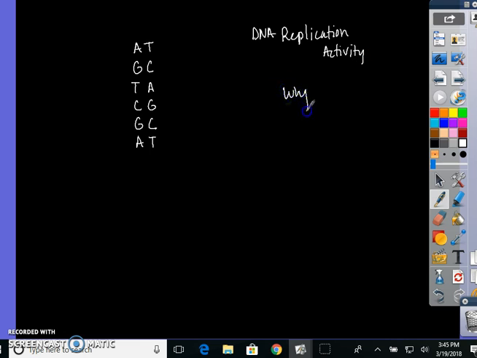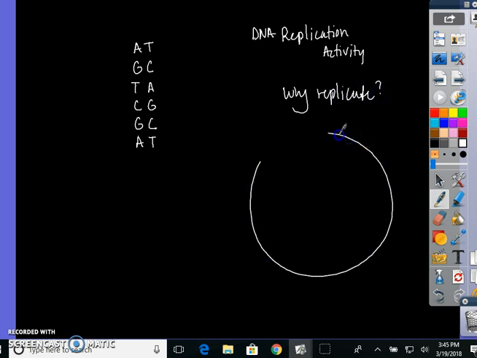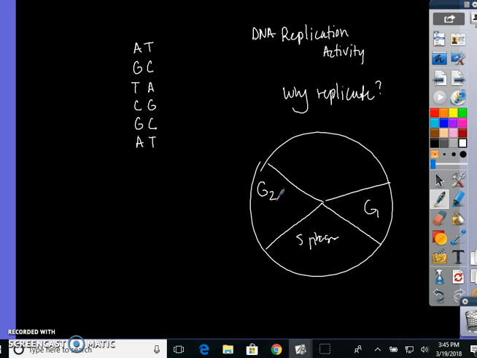Why replicate? So why are we replicating? Well, if you guys remember, in the cell cycle, we had a couple of situations. So we had S phase. We have G1, and then of course we had G2, and then you had your mitosis and cytokinesis. And this was also the same for meiosis. So looking at the S phase, DNA is going to replicate itself, and this is what it's going to look like. Now, when you're finished, identify the original strands and the new strands.